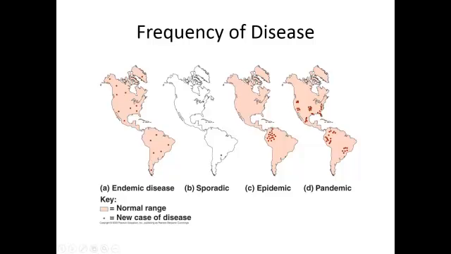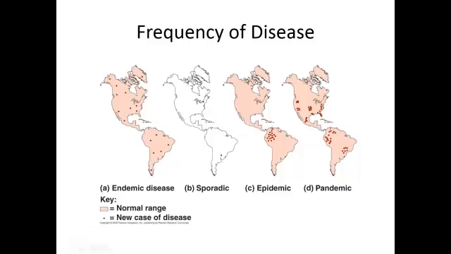Sporadic would be where it just shows up occasionally. A lot of our childhood diseases have become sporadic because we have vaccines that make us immune before we can ever come in contact with the pathogen. So when we have an outbreak of measles, using this map over here in the upper New York area, that would be considered a sporadic incidence.